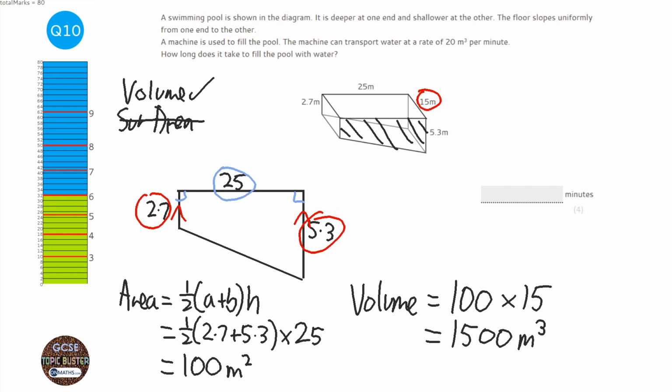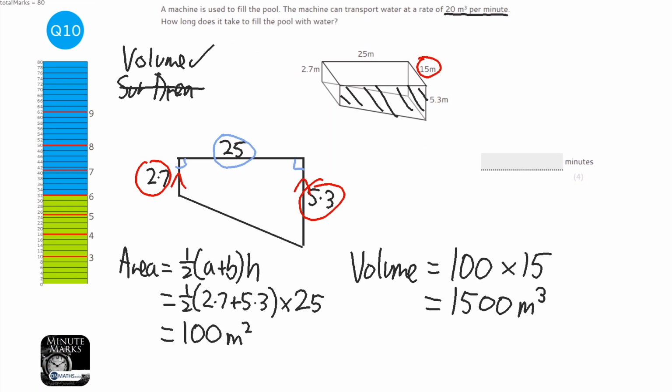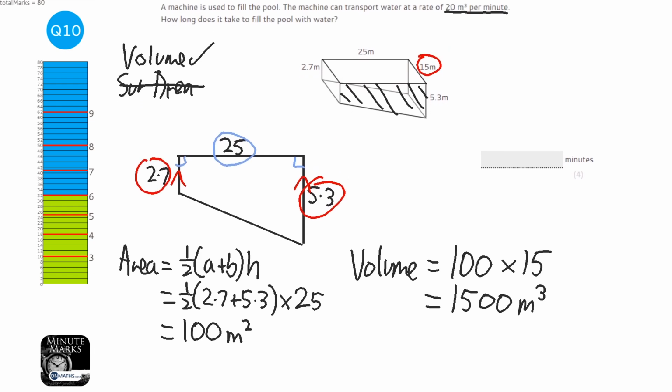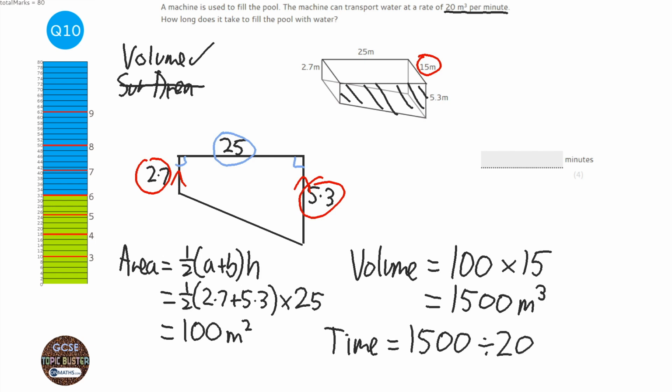So that's what the volume is, and it says the machine transports the water at a rate of 20 meters cubed per minute. So in 1 minute it's going to be 20, in 2 minutes 40. The other way of working this out, or the other way of thinking about this, is how many 20s are there in 1,500? So we can say time equals, so this is how much it's got to fill, and this is how much it does per minute. So on the calculator, 1,500 divided by 20, which equals 75 minutes. So it's going to take 75 minutes to fill the pool.